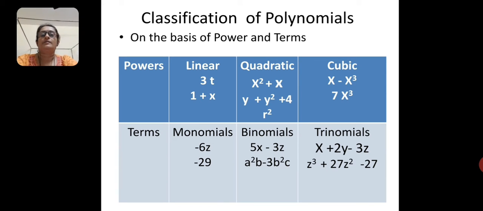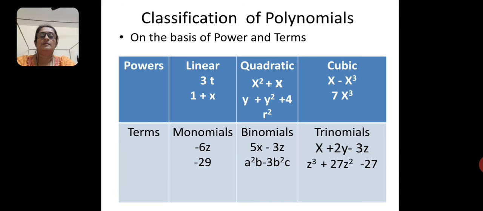Now, on the basis of the number of terms in the given polynomial. If only one term is there, that is called a monomial, because mono is 1. I have taken two examples, minus 6z and minus 29. These are two different examples, and only one term is there in each of them. So it's called a monomial.